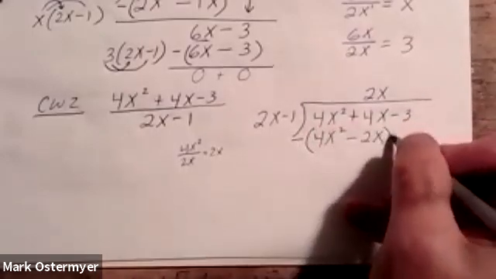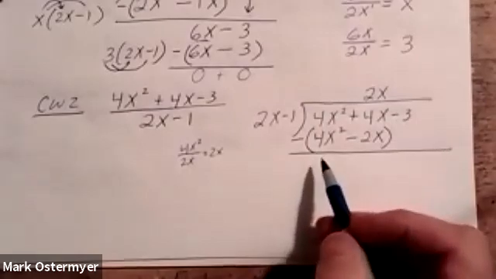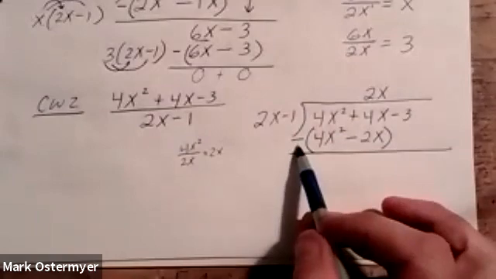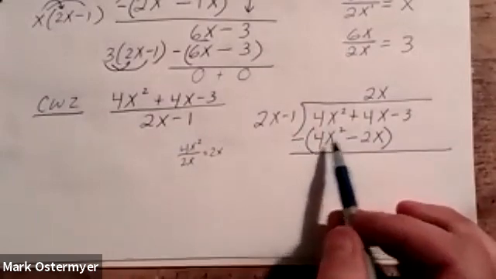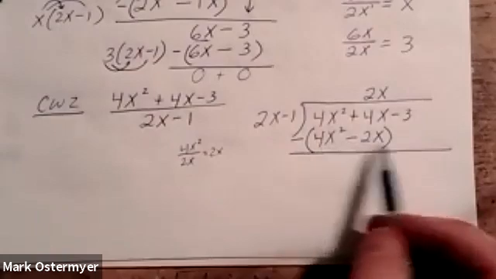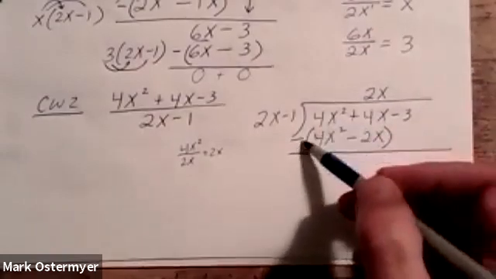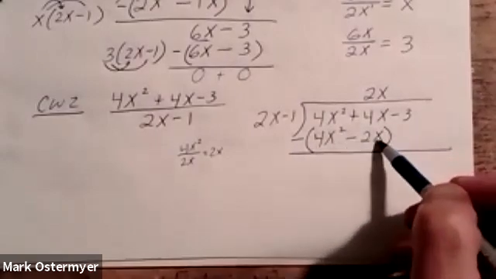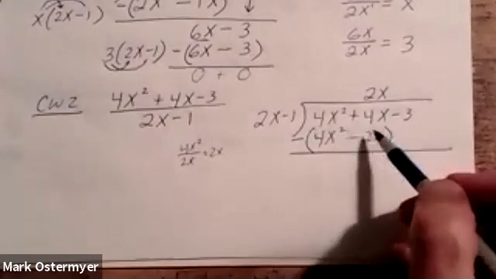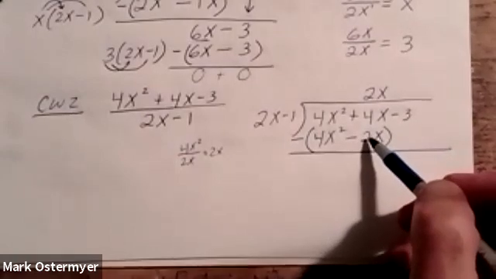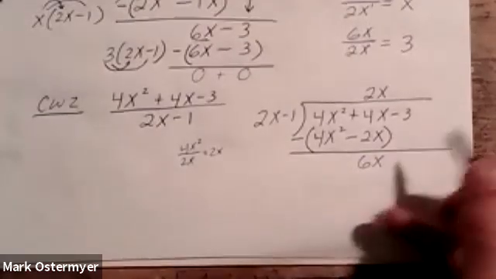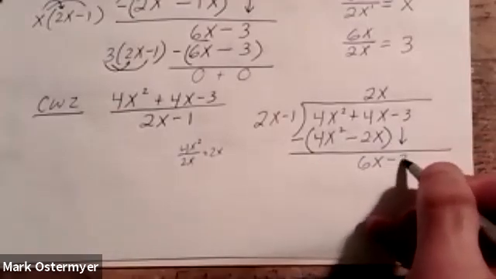Subtract off the whole polynomial. Make sure you're enclosing this polynomial inside parentheses. If not, that's going to be an error because you're not just subtracting off 4x squared. You're subtracting off 4x squared and minus 2x. Very important. 4x squared subtract itself goes to 0. What's 4x subtract a negative 2x? What's 4 subtract negative 2? 4 minus negative 2. Is it going to be 6x? Yep, it's 4 plus 2, so that's 6x. Bring down the negative 3.